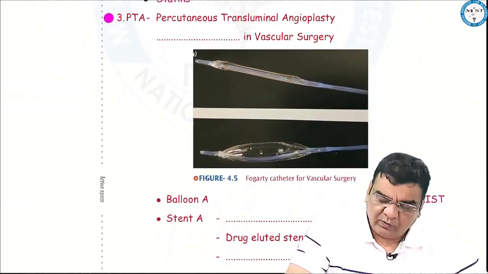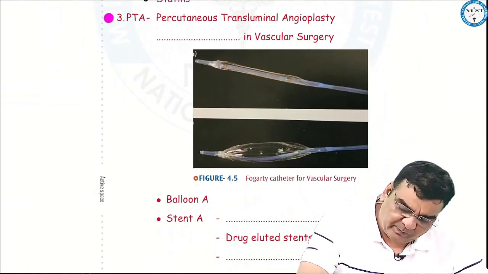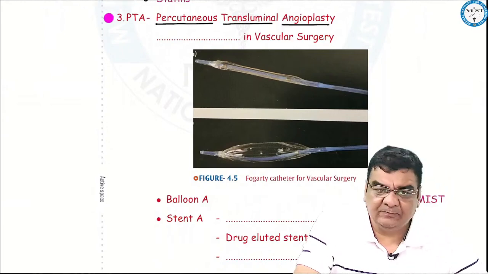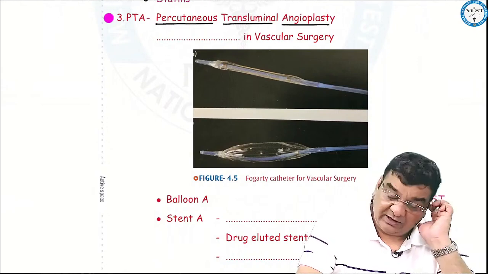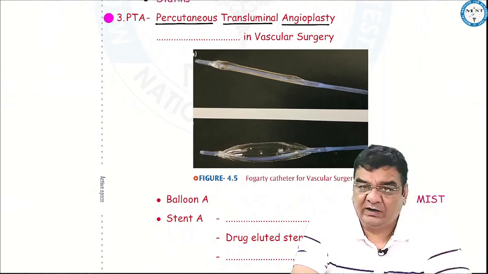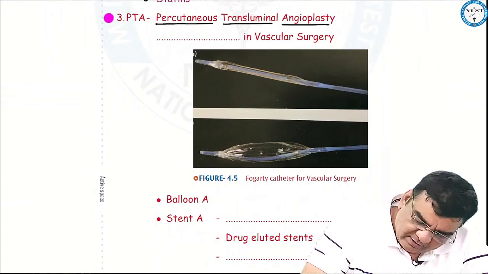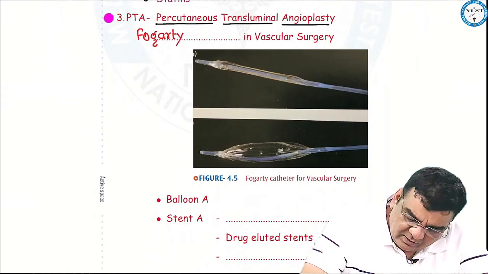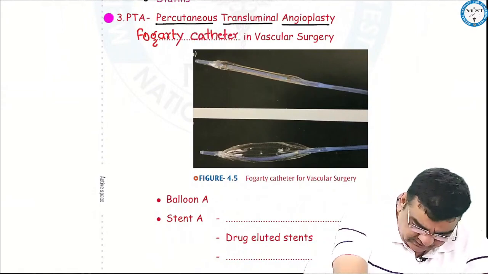We can do angioplasty, which we call PTA, percutaneous transluminal angioplasty. The catheter which is used in vascular surgery, the name of this catheter has been asked twice in the last 4 years. Fogarty catheter. Fogarty catheter is used in vascular surgery.